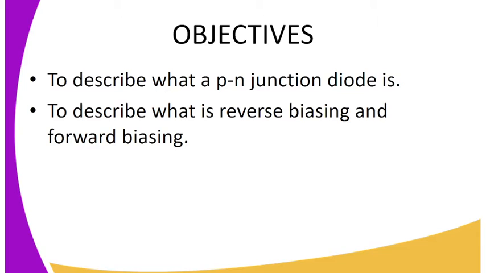Objective of the lesson: to describe what a PN junction diode is. Number 2, to describe what is reverse biasing and forward biasing.